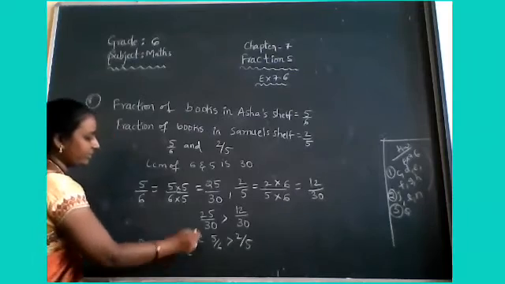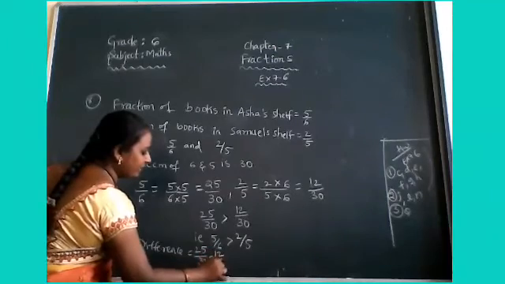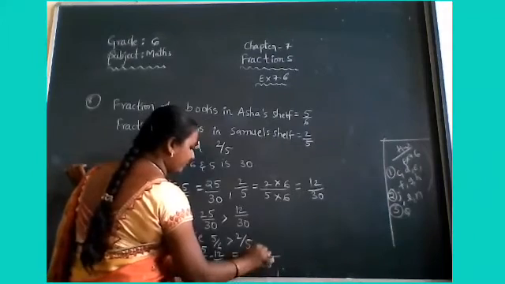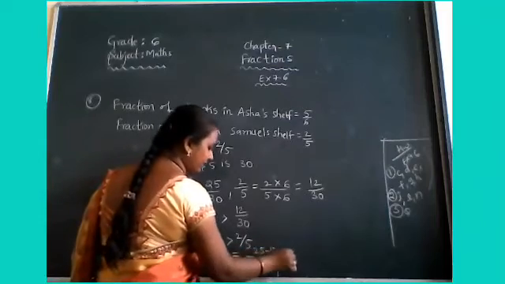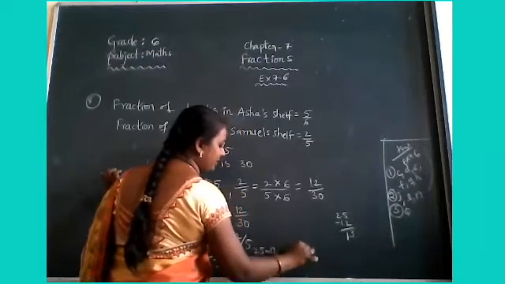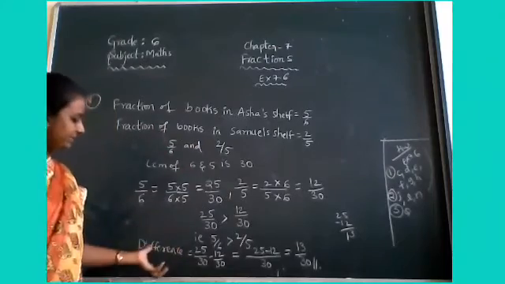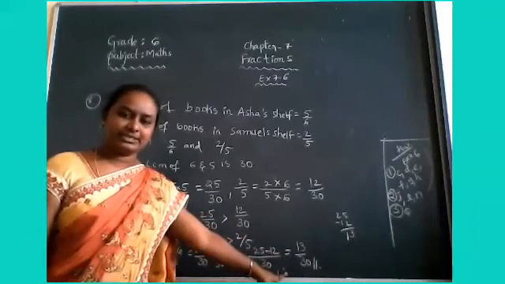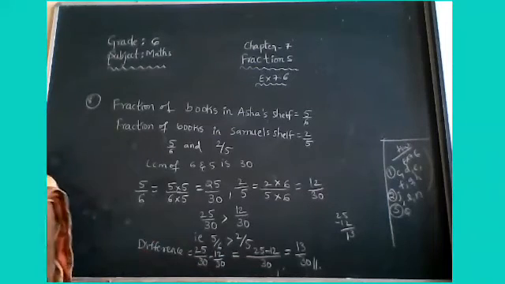The difference of two fractions, that is 25 by 30 minus 12 by 30. 30 is common, so subtract the two numerators. 25 minus 12 is 13. So 13 by 30. How much part of the book is the difference between the two people? 13 by 30 is the difference. Very good. Copy this one.